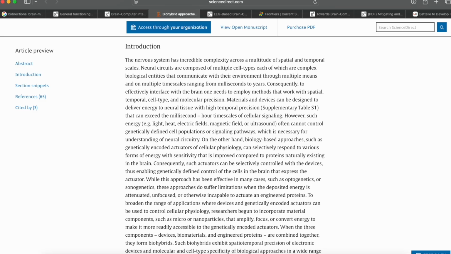To broaden the range of applications where devices and genetically encoded actuators can be used to control cellular physiology, researchers have begun to incorporate material components, such as micro or nanoparticles, that amplify, focus, or convert energy to make it more readily accessible to the genetically encoded actuators.